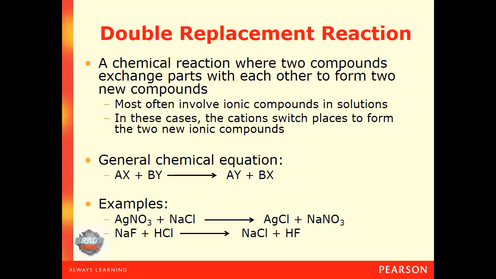Double replacement, on the other hand, here we have two compounds on each side of the equation. And what we're going to see is basically these are ionic compounds, and we're just going to do some partner switching. So A and B are both positively charged ions. In a double replacement reaction, they will switch places.